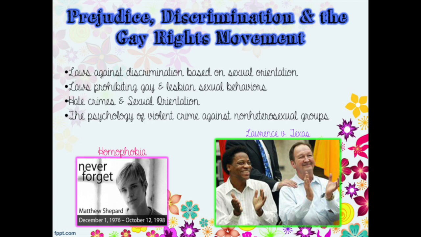But when it comes to homophobia and violent crimes against non-heterosexual groups, this theory of reaction formation is basically that there are people who are unsure of their sexuality. And when they see a gay person, it brings up these questions about their own sexuality. And to prove they are not gay, they resort to extreme behaviors.